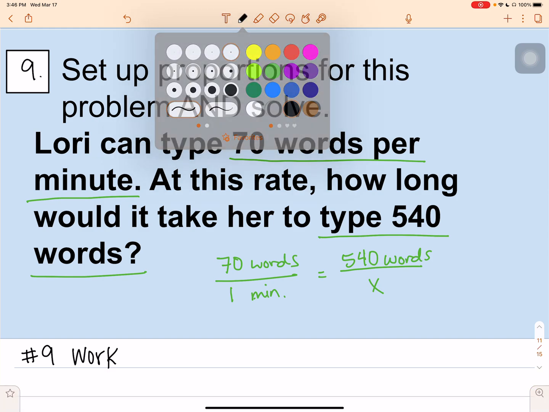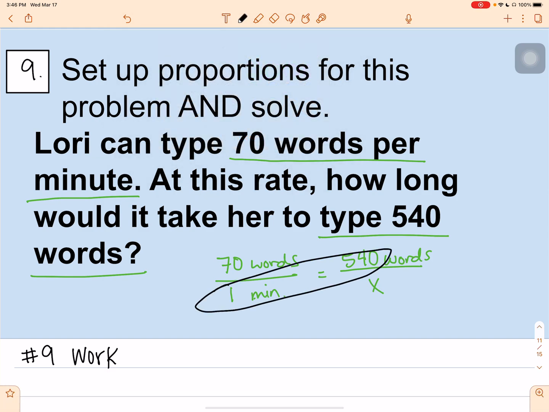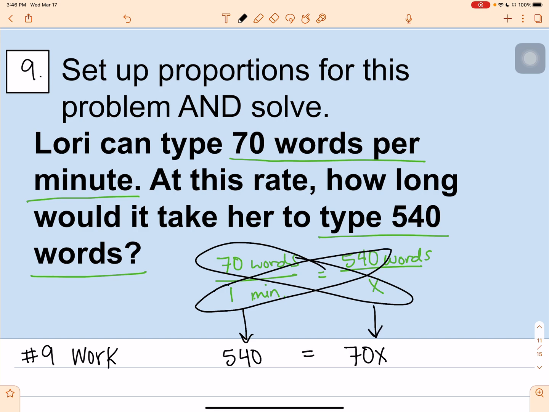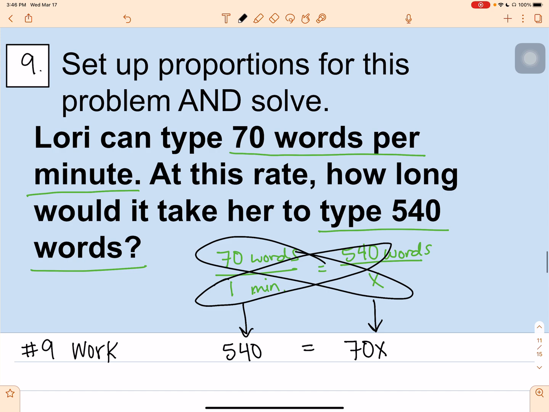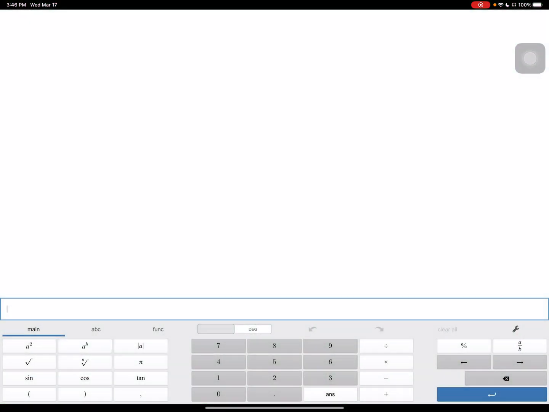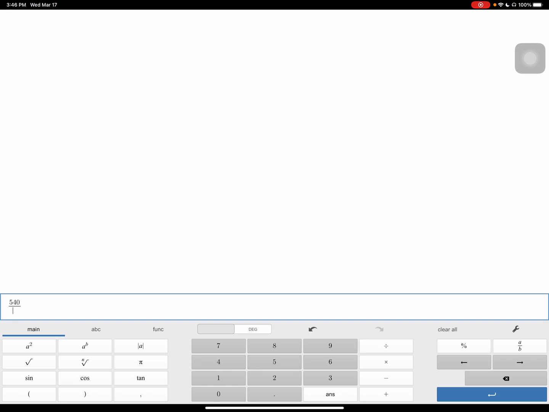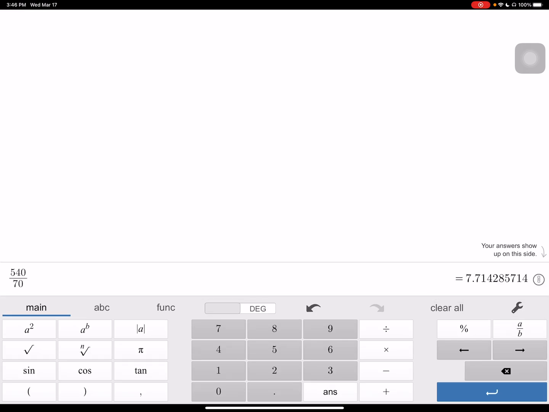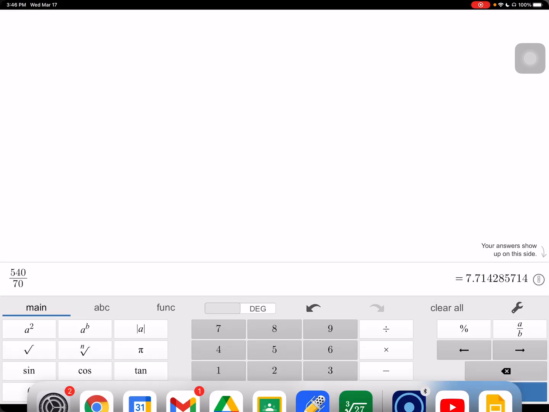So now we can cross multiply. We're going to have 1 times 540 is 540. Then we have 70 times x is 70x. And we set those equal to each other. So now I can divide. So let me pull up my calculator. I'll show you why I have to divide. I forgot to show you the step. But we're going to get 540 divided by 70 is approximately 7.71.